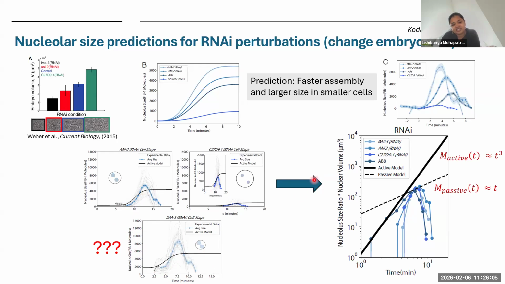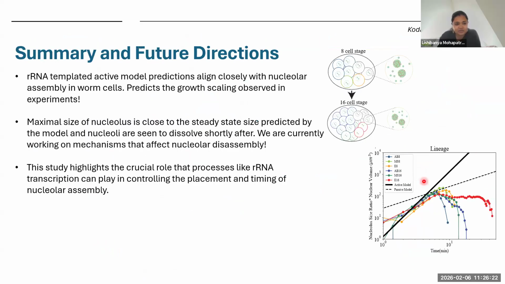But again, if you take all of the data and you arrange them in the way that you take the size ratio and multiply that with the nuclear volume, we do see that two of the conditions match with what you would expect for the active model. So I hope I gave you a sense of what this project was all about.